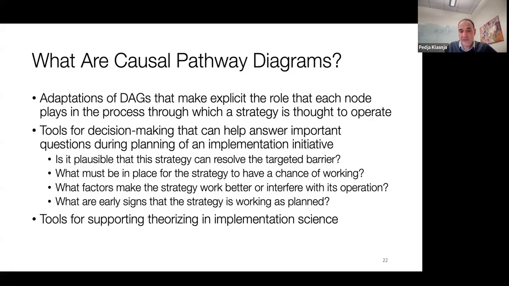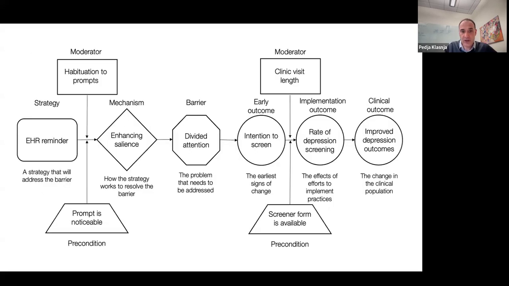To give you a sense of how these things work, most of the diagrams that we've been using have roughly this kind of form, where you have a stem along the middle of the diagram that describes the actual core of the causal process through which that strategy works. In this particular case, if you have a clinical reminder, the mechanism through which that strategy might work is to enhance the salience of the need to provide an evidence-based practice. That might address the barrier of divided attention. And then you have a set of outcomes downstream from that.